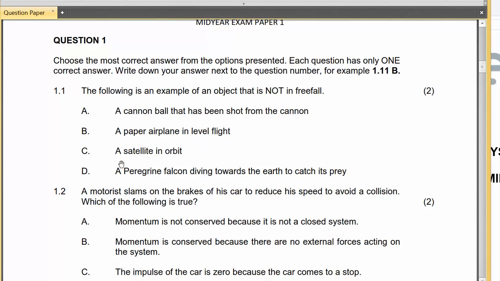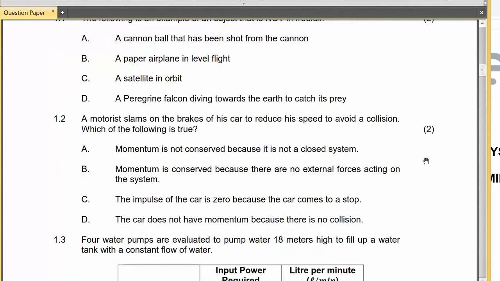A satellite in orbit is in free fall. It's just falling off the edge of the globed Earth continuously. That's why it's in orbit. It's falling off the edge of the Earth the whole time. The next one, a peregrine falcon diving towards the earth to catch its prey: yes, it's falling to the earth, so it's in free fall.